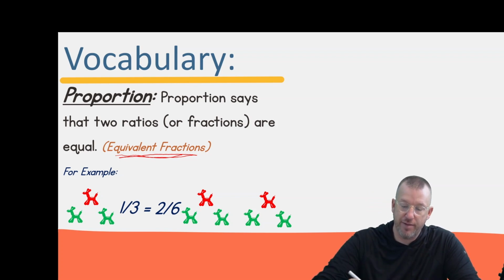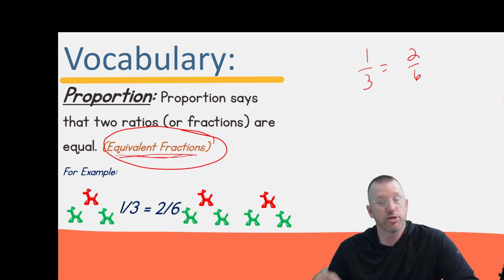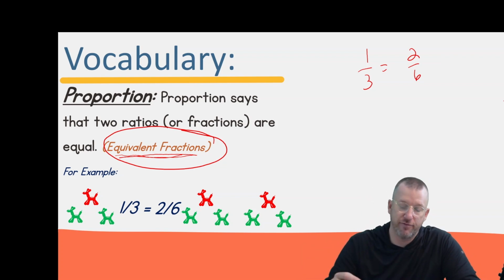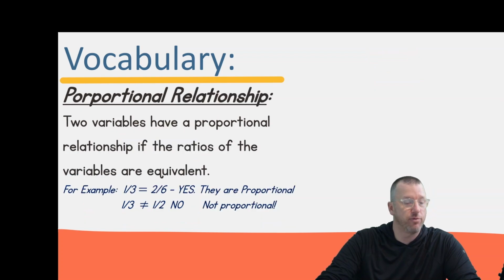1 over 3. So if you go back and think about fractions, 1 over 3 equals 2 over 6. Okay. Again, thinking about equivalent fractions. In order for a ratio to be proportional to another ratio, they have to be equivalent fractions. And how do we know if a fraction is equivalent? Well, we figure out what the top was multiplied by.